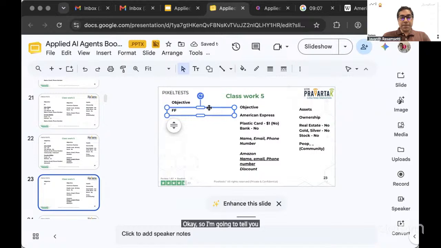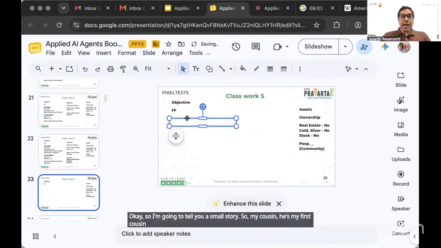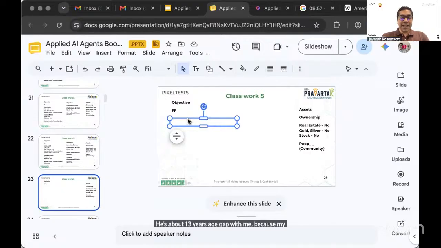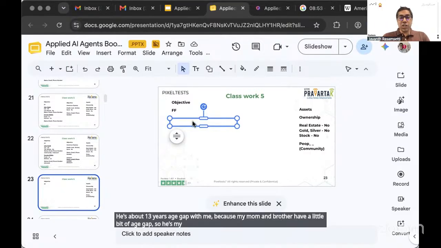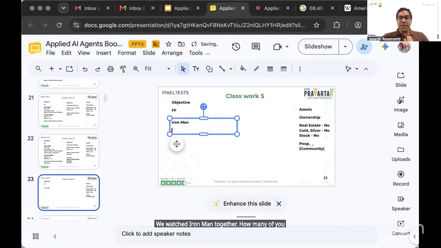So my cousin, he's my first cousin. He's about 13 years age gap with me because my mom and brother have a little bit of age gap. So he's my uncle's son. His name is Ajay, very smart guy. He studied in Babson here. But 17 years ago, we watched Iron Man together. How many of you watched that movie? And we were like, Fida.